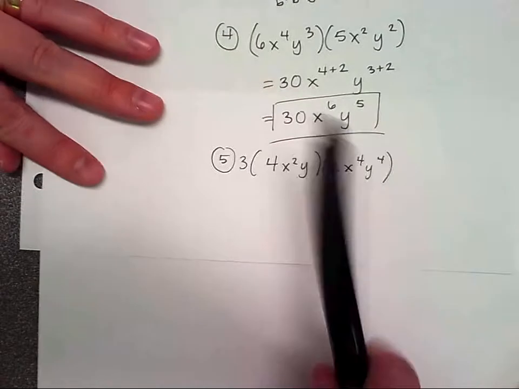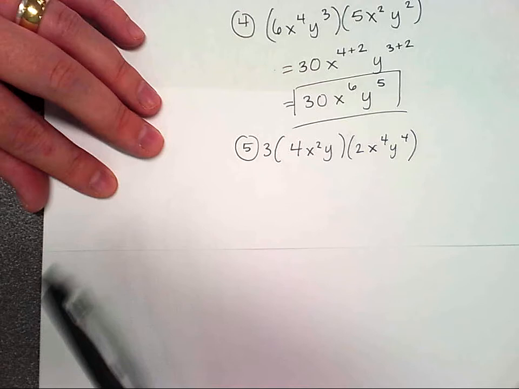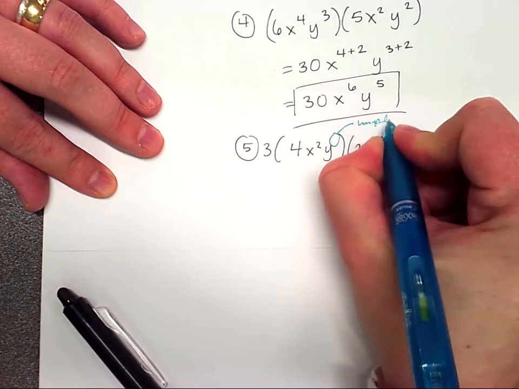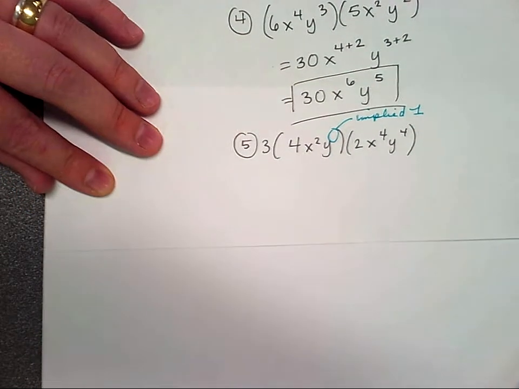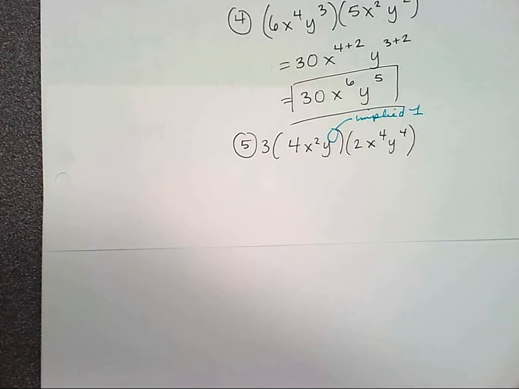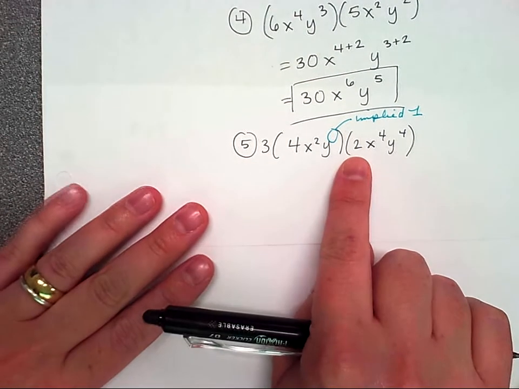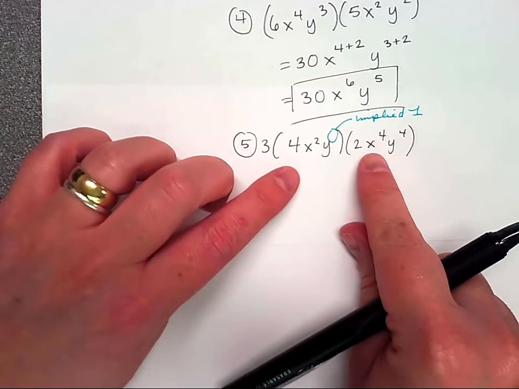So my first question is, what's my power on y here? 1. If there isn't a number there, it's a 1, right? There's an implied 1. Okay? So now in order to multiply these things, I'm going to multiply numbers times numbers, x times x, y times y, right? I'm multiplying my like terms. So what's 3 times 4 times 2? 24. And then I have x squared.